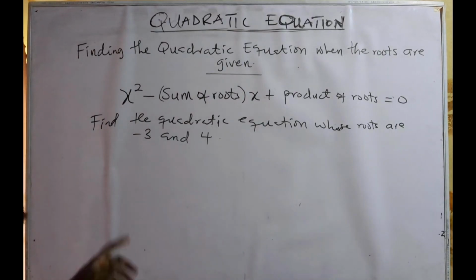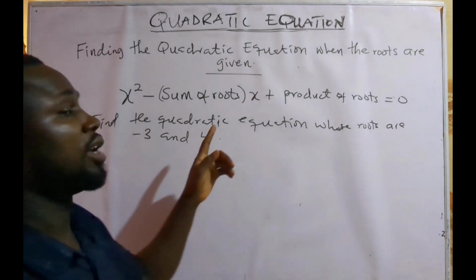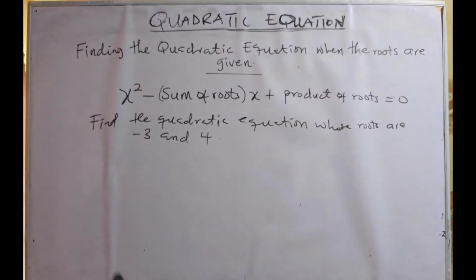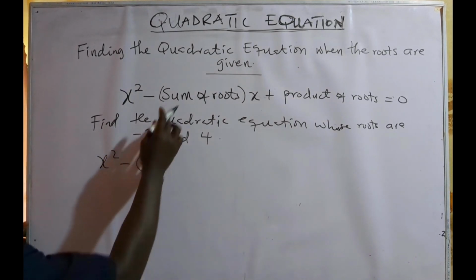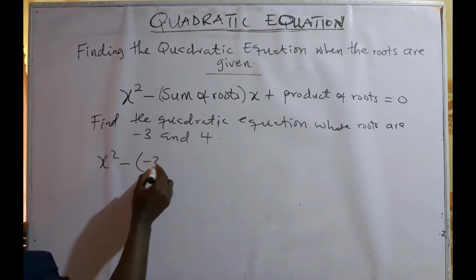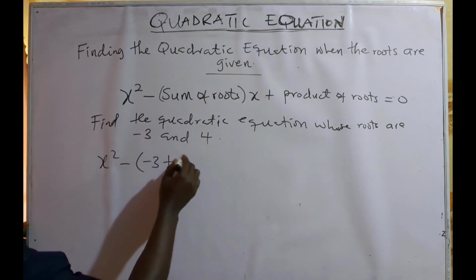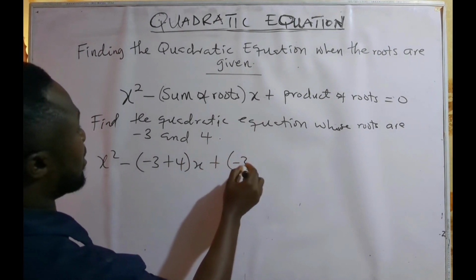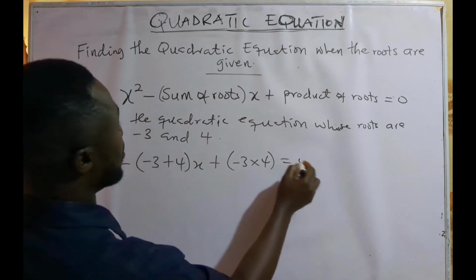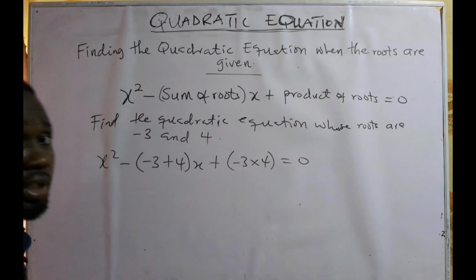Okay, so we are going to find the quadratic equation whose roots are minus 3 and 4. So this is what we say: we have x squared minus the sum. So we put the roots together, minus 3 plus 4, multiplied by x, plus the product, that is minus 3 times 4, then equate it to 0. So this is what we are going to get.